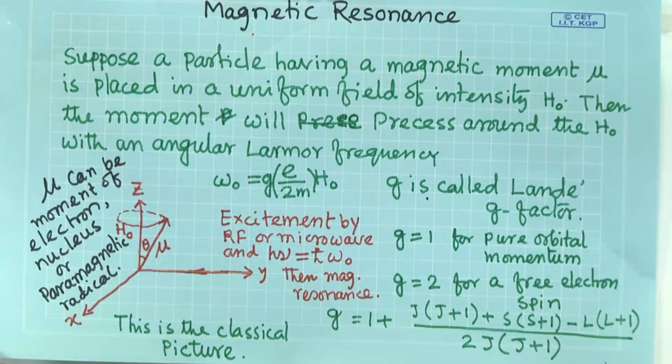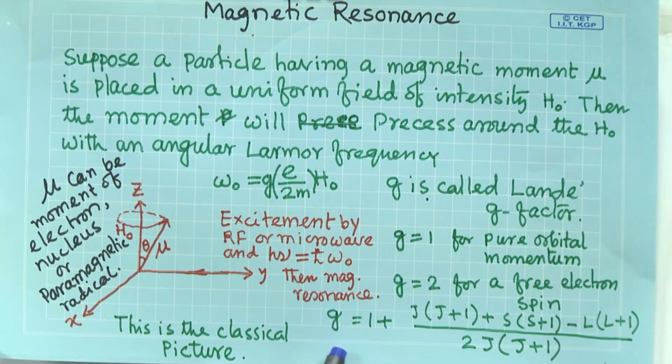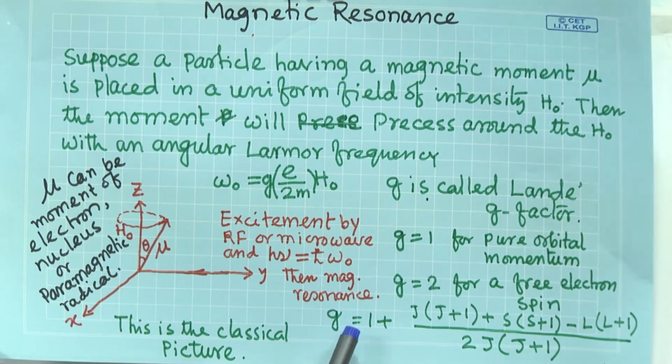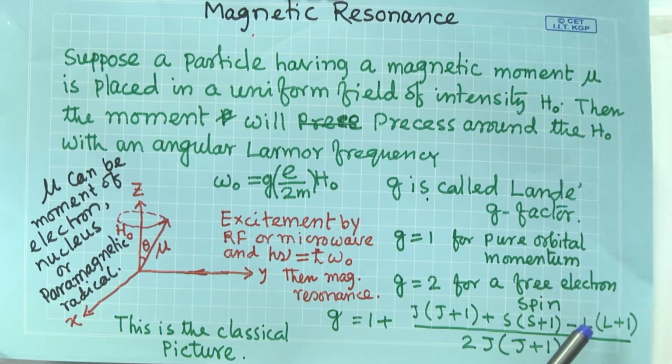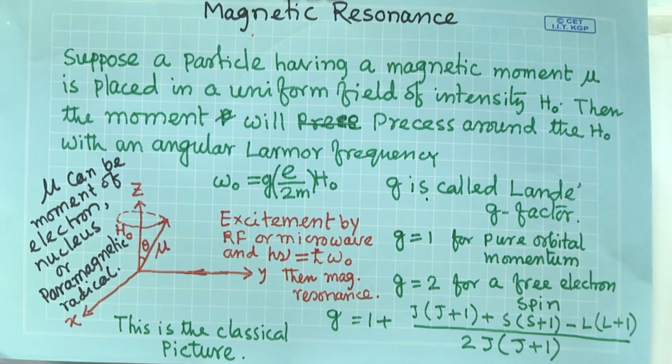So, g here is called the Landé g factor, g equal to 1 for pure orbital momentum and g equal to 2 for a free electron. And in general, that g, generally we call gJ, is equal to 1 plus [J(J+1) + S(S+1) - L(L+1)] divided by 2J(J+1).